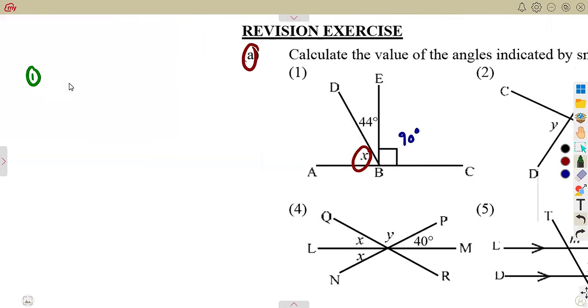So number one, we can consider the X plus the 44 degrees plus the 90 degrees, that all these angles that you're given are supposed to be equal to 180 degrees. That is angles on a straight line. So you can simply add your angles that you are given so that we obtain X. Remember, you're supposed to solve, so add the 44 plus 90, which is going to give us 134. In this case, we are going to obtain X plus 134 degrees, which is equal to 180.